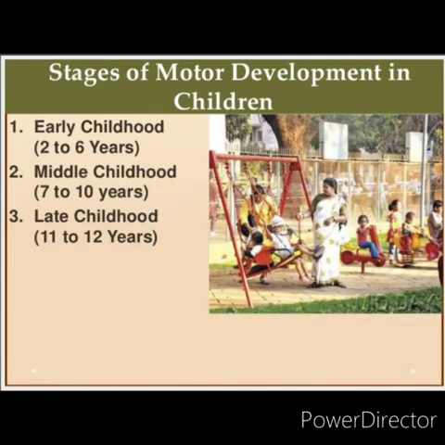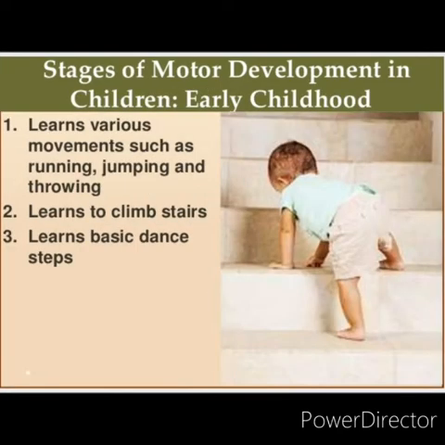Motor development in children can be divided into three stages. The first one is early childhood. In this period, the child becomes perfect in various fundamental movements such as running, jumping, throwing and catching ability. Second, climbing on a ladder becomes more efficient.